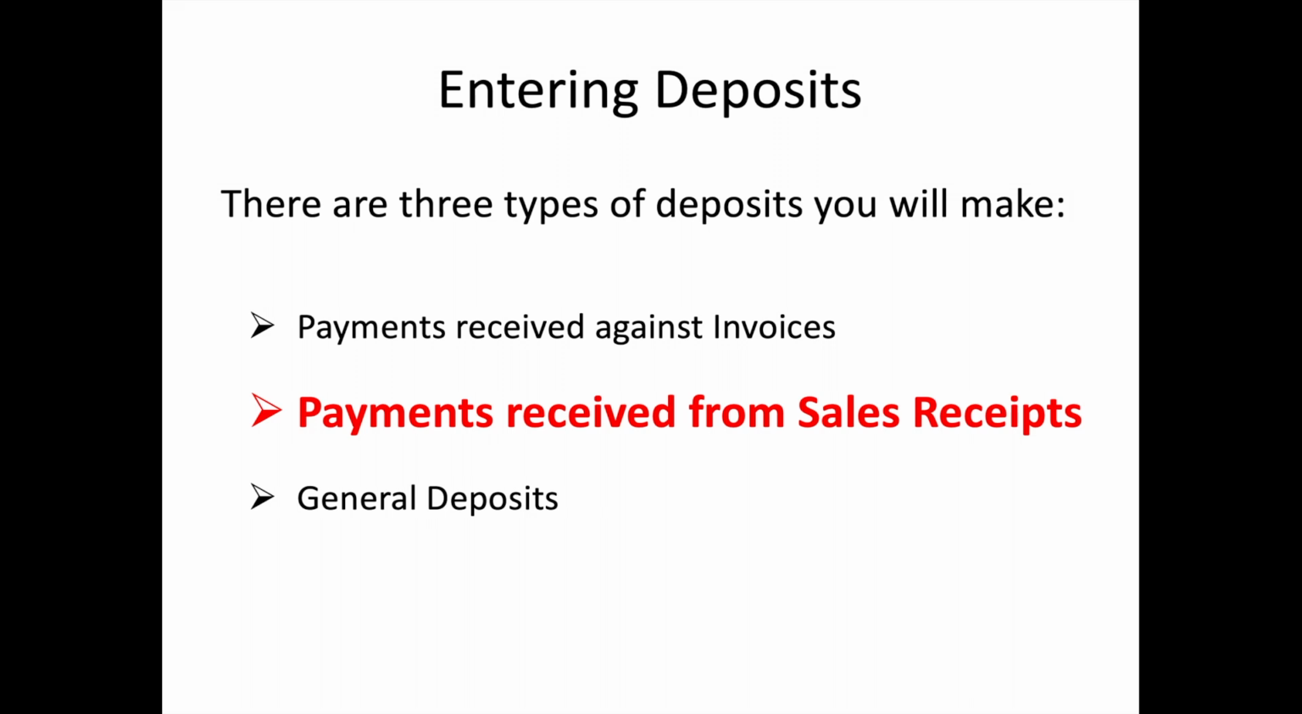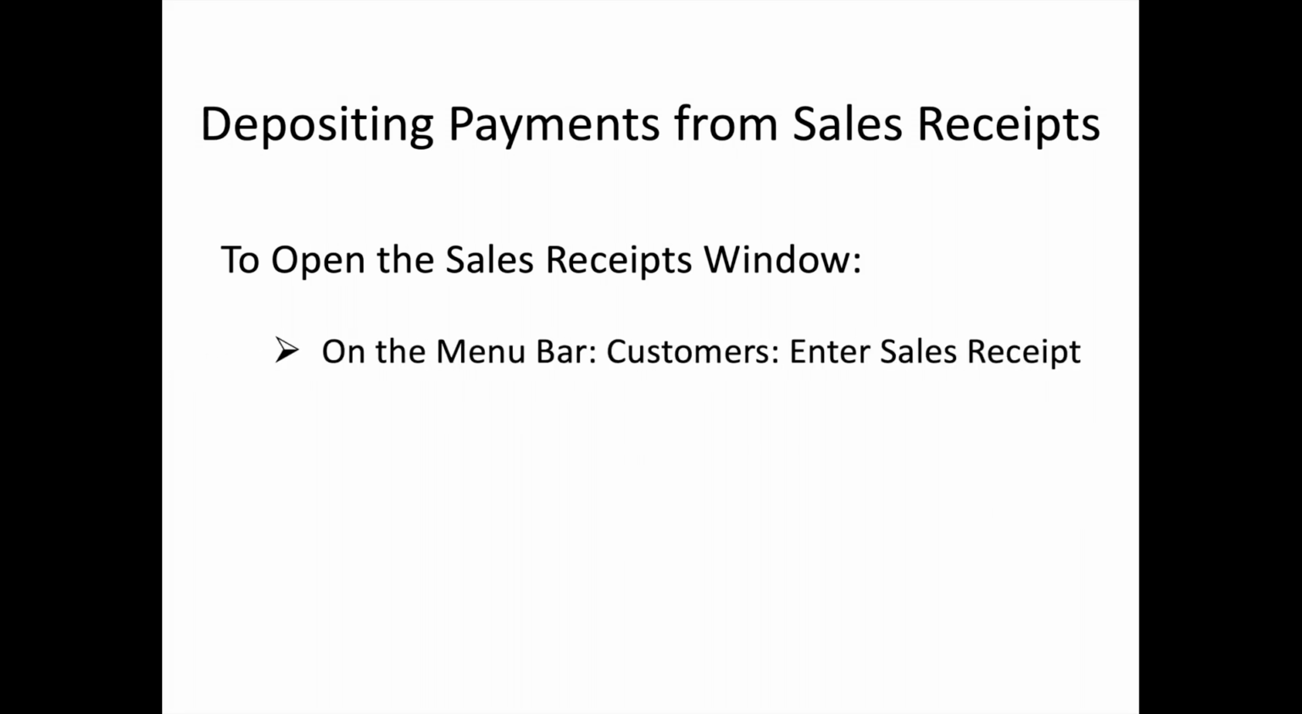Now let's talk about deposits of payments received against sales receipts. There is another way in which you might receive payments and make deposits. That is by issuing sales receipts. A sales receipt is very similar to an invoice, but it's issued only if you receive payment at the time of sale. If you have to wait for the payment, then you need to issue an invoice rather than a sales receipt. To get to the sales receipt window, on the menu bar, select Customers, Enter Sales Receipt, or on the toolbar, click Sales Receipt.